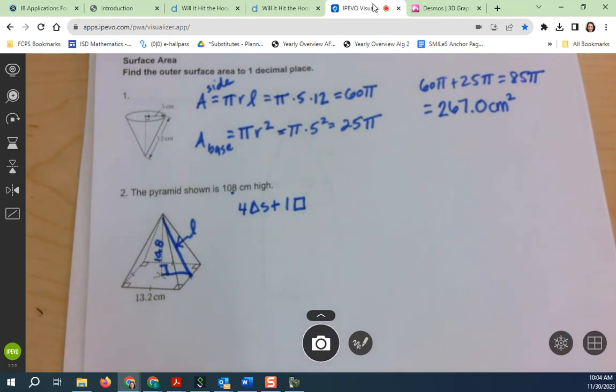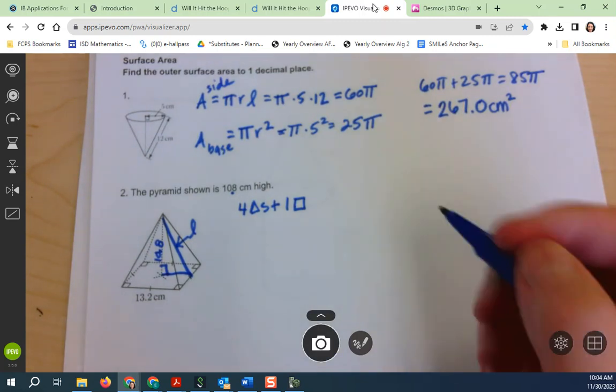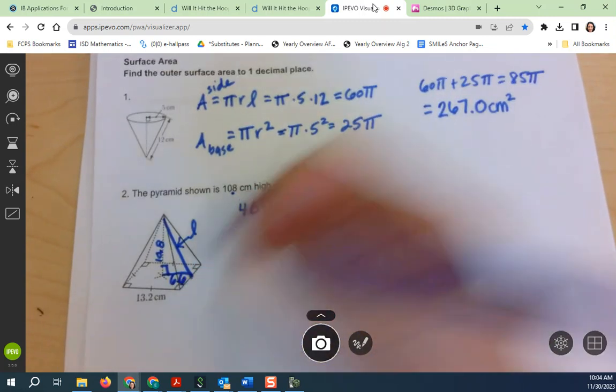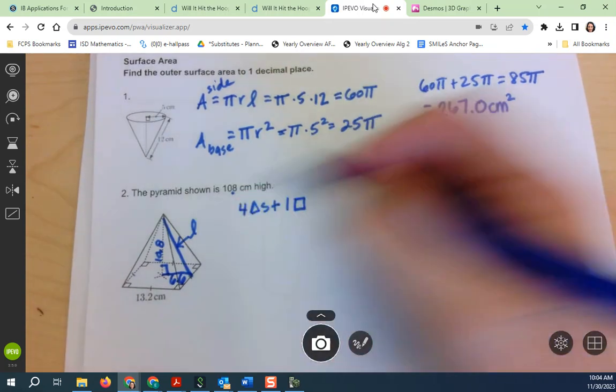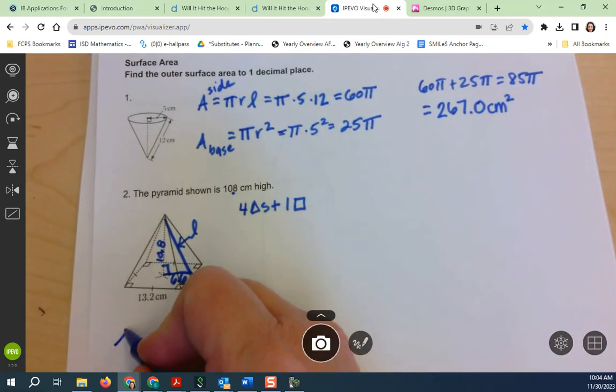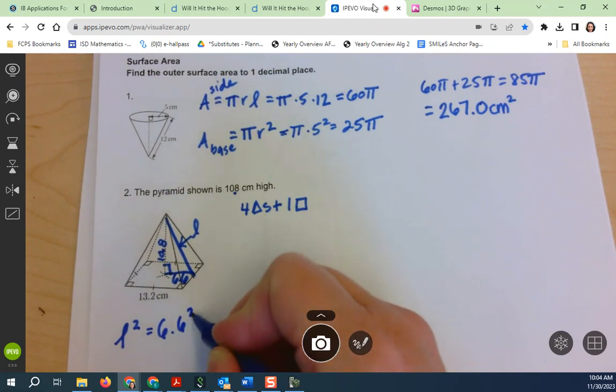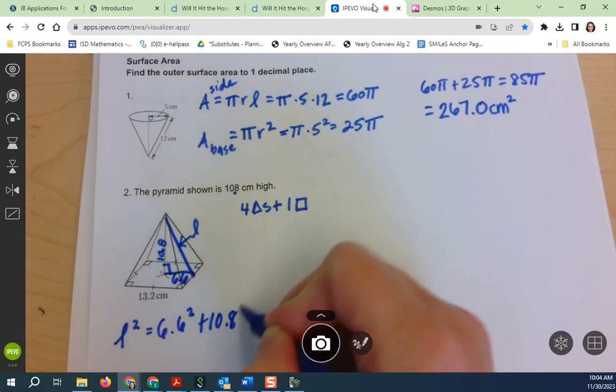All right, and then what's the base of that triangle going to be? I heard a 6.6. Yes. Is that right? Okay. Half of 13.2, so 6.6 here. All right, so L, I'm going to just work that out here. L squared is 6.6 squared plus 10.8 squared.